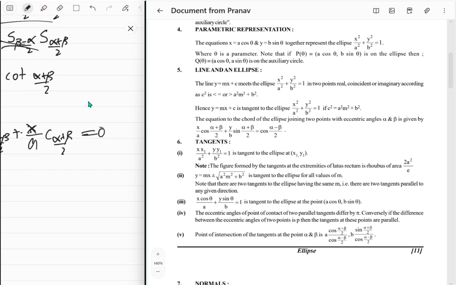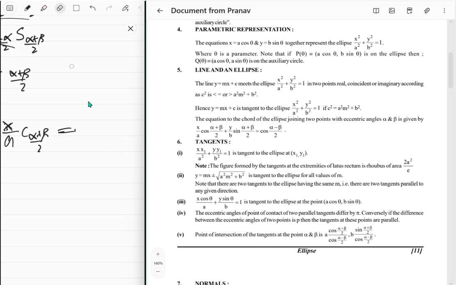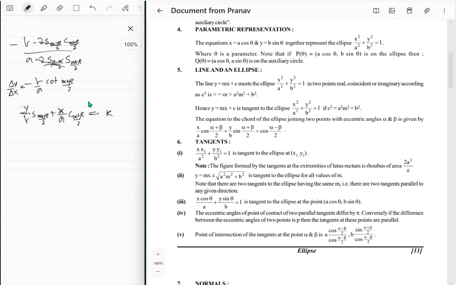So then from this equation you can say this has to be equal to some kind of constant, k whatever. But then we know that one of these points is a cosine alpha, b sine alpha, right? That's going to satisfy this equation as well because it lies on that chord. So just put that in there and you'll get the thing, right?